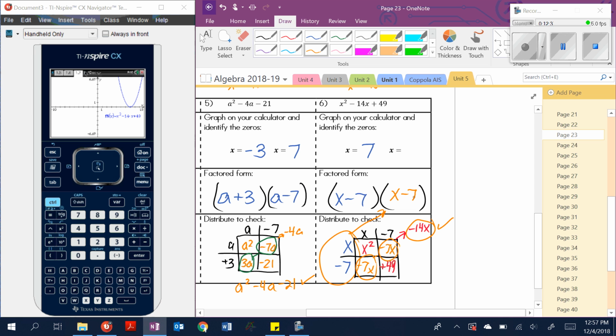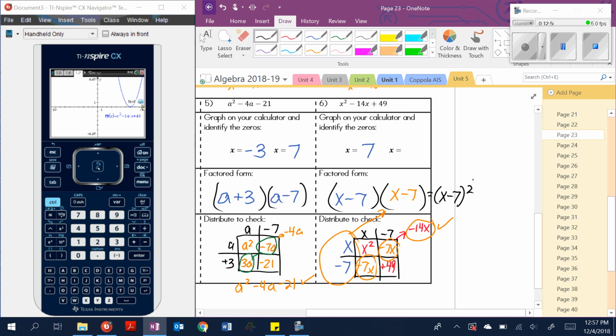So what did we learn here? When there's only one zero, it's really the same factor, copy and paste, multiplied by one another. Couldn't I write that another way? Couldn't I write that as also x minus 7 all squared?